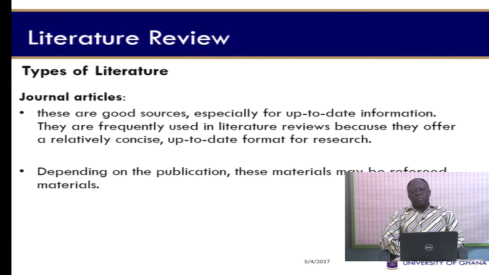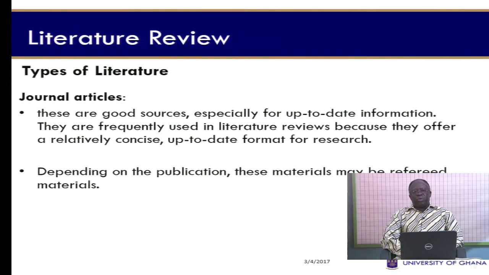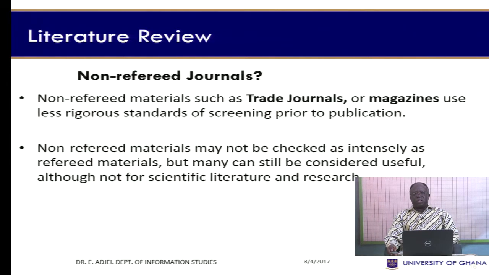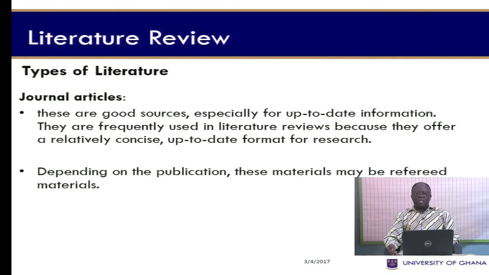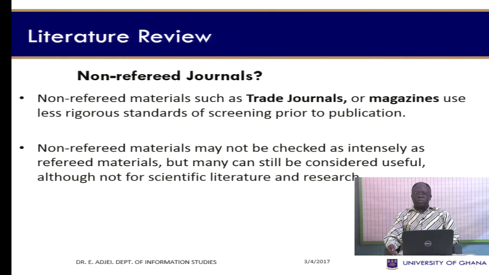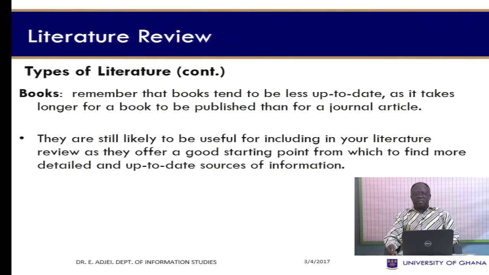Types of literature. We have already seen these in the previous lecture. We have seen journals as a credible source of information for research. Journals can come in two forms. They can be refereed or non-refereed journals.